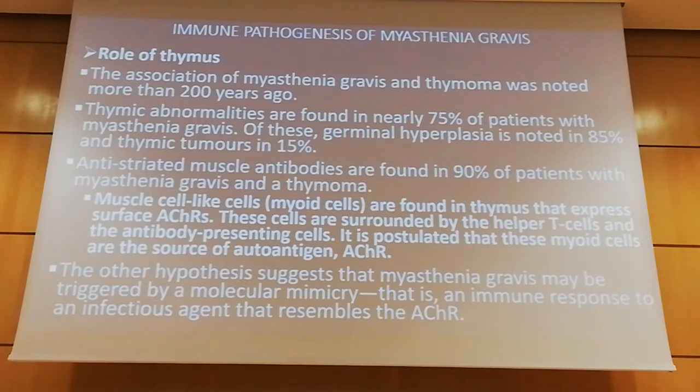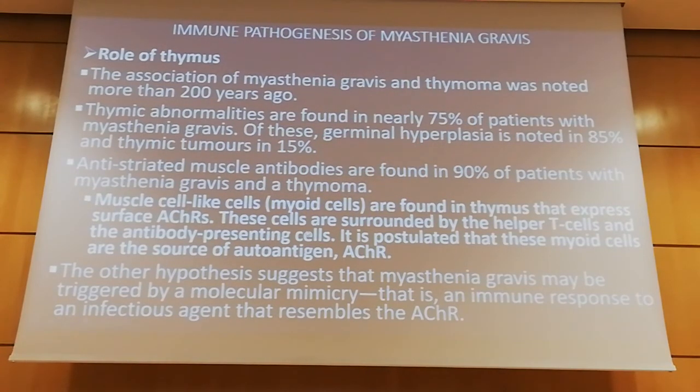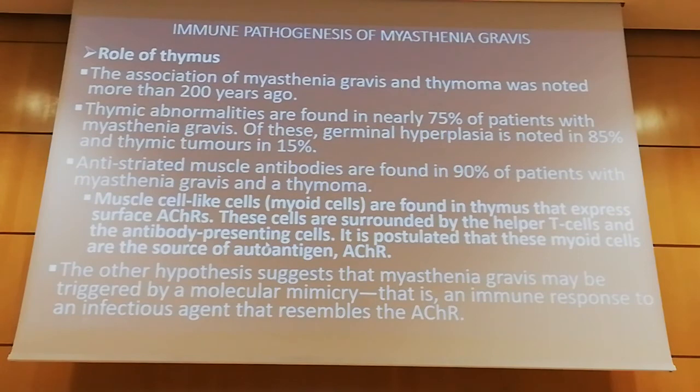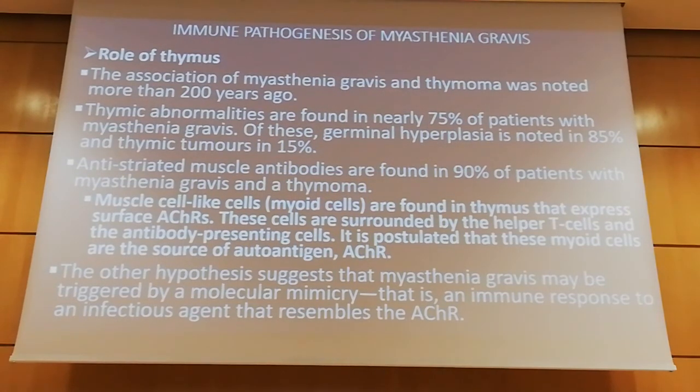It was found that inside the thymus itself, there are muscle-like cells, what you call myoid cells, with ACHR on its surface. How about that? And near them, there are T cells and also antigen-presenting cells. So this is actually where the autoantibodies to the ACHR are being produced inside the thymus. This has been confirmed in a lab.